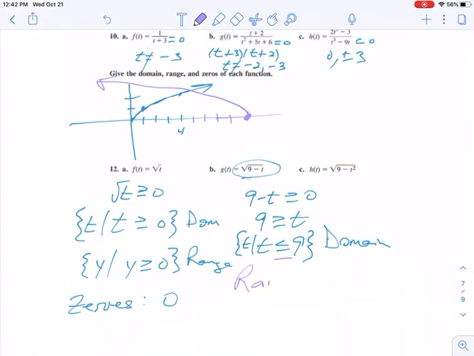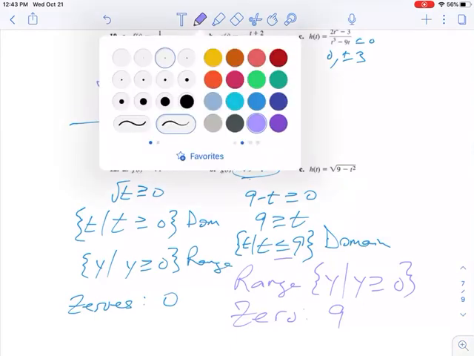You should be able to tell from there that the range is everything greater than or equal to 0: the set of all y such that y is greater than or equal to 0. And the zero is 9, if that's possible. The zero is 9.